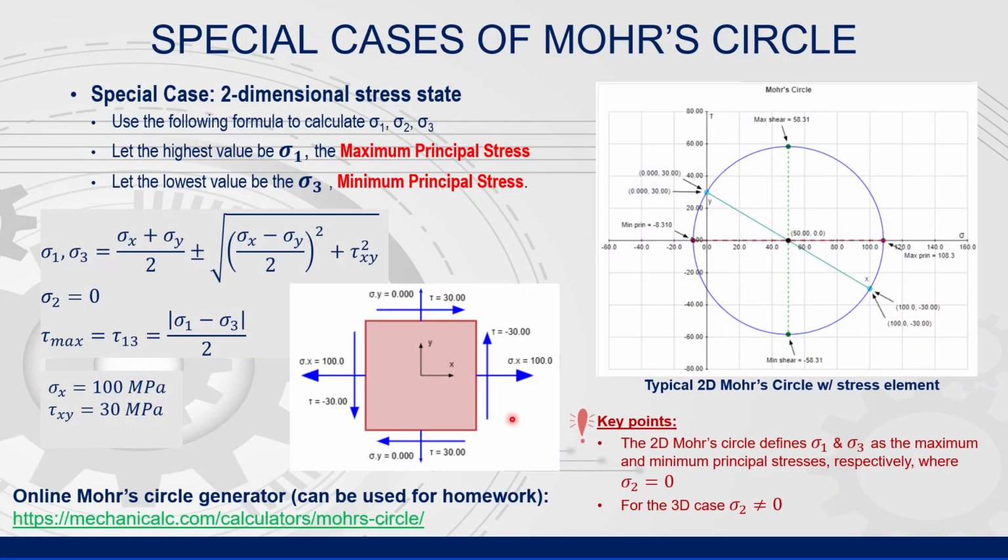In this example, we have only one normal stress and one shear stress. Thus, we know that sigma 2 is equal to 0. Note the stress element and the Mohr's circle. By the way, these were created with an online calculator for drawing Mohr's circle. Note the link here. You can use this tool for your homework where you are required to create Mohr's circle.